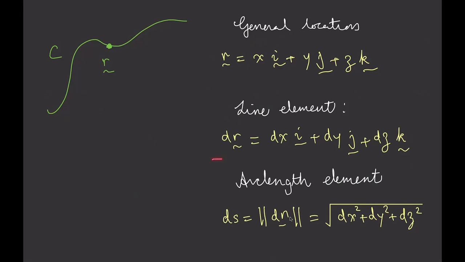Usually, the line element is given by this quantity over here, and that's what happens when you move your r to some other point, r plus dr. It gives you that line element, and the arc length element gives you the distance measured along the curve. That's going to be the length of this vector dr, and that's given by this over here.